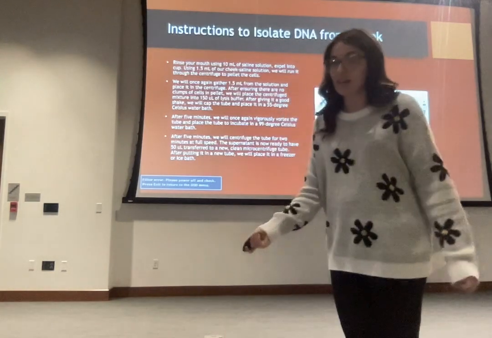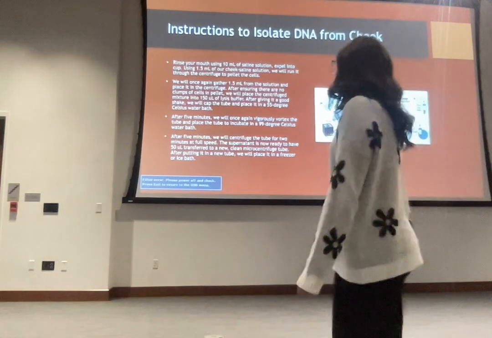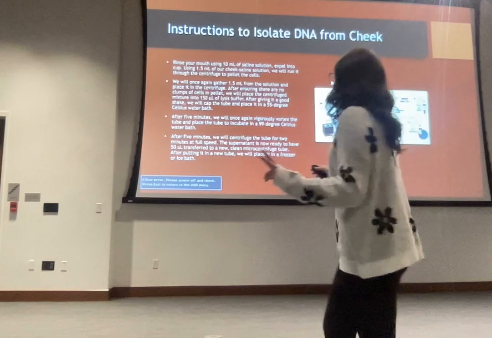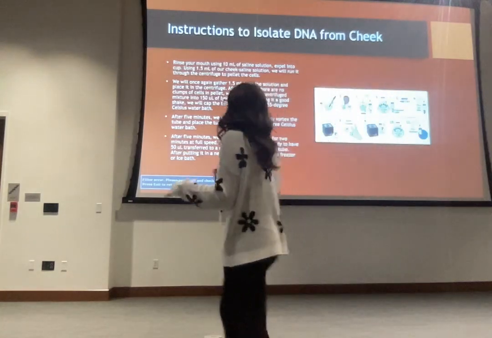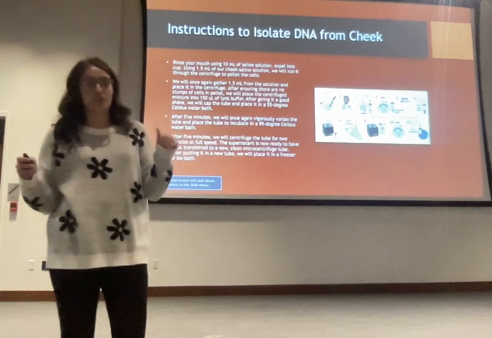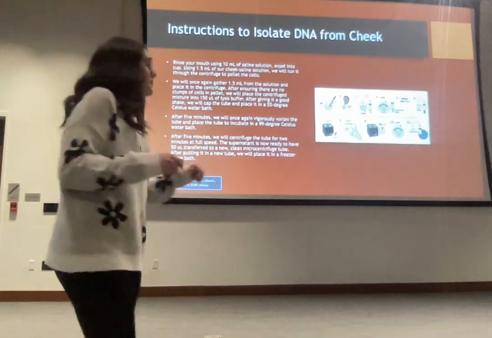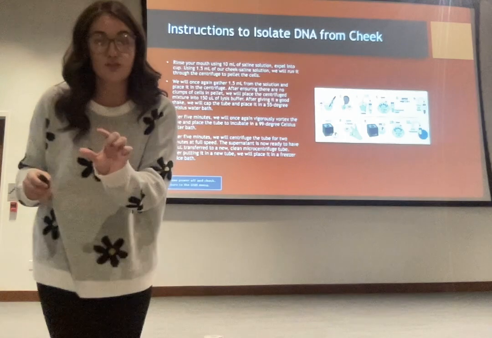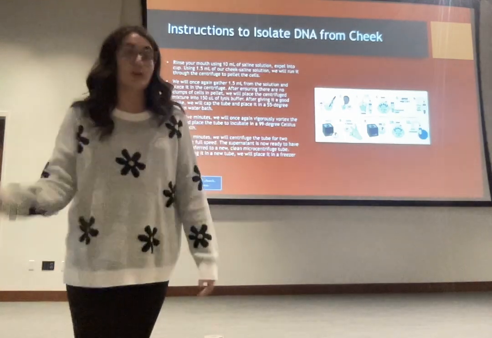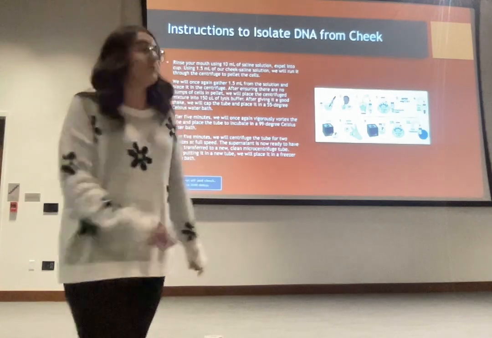After 5 minutes of being in the 99 degrees Celsius water bath, we will centrifuge the tube at full speed for 2 minutes. And now it is ready to have 50 microliters of it transferred into a new, fresh microcentrifuge tube. And then after we put it into that new microcentrifuge tube, we will then place it into a freezer or ice bath until we are ready to conduct the PCR.